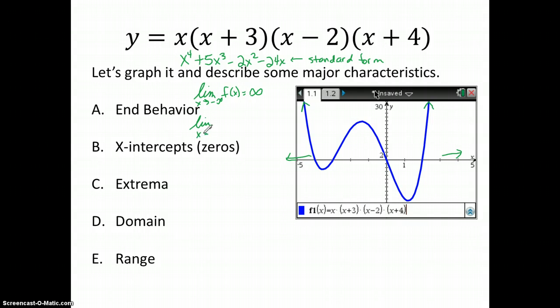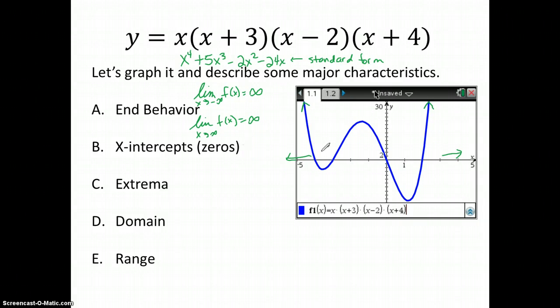Okay, well, what about as we go to positive infinity? Well, as x goes out to positive infinity, y also goes to positive infinity. So this is the end behavior, what's happening at the end of the graph.